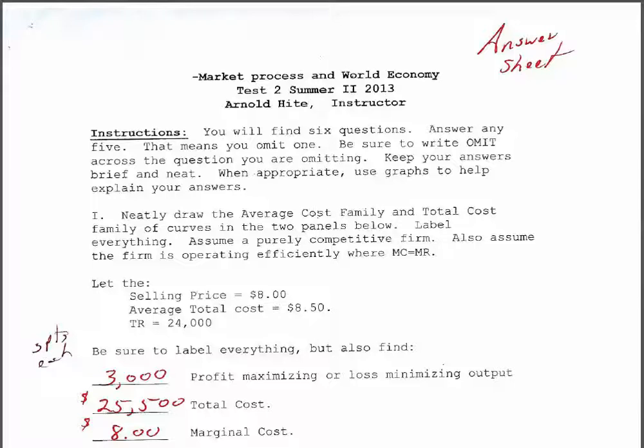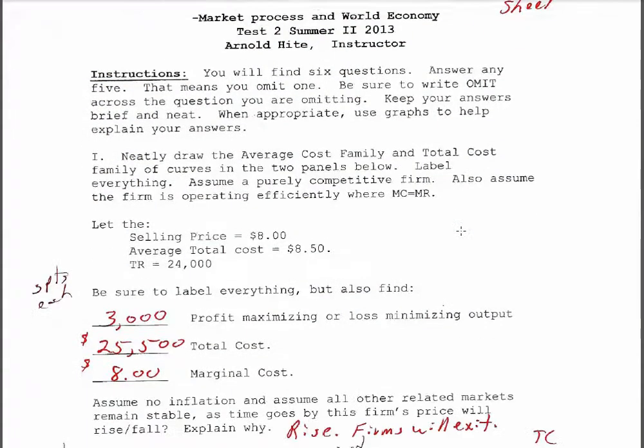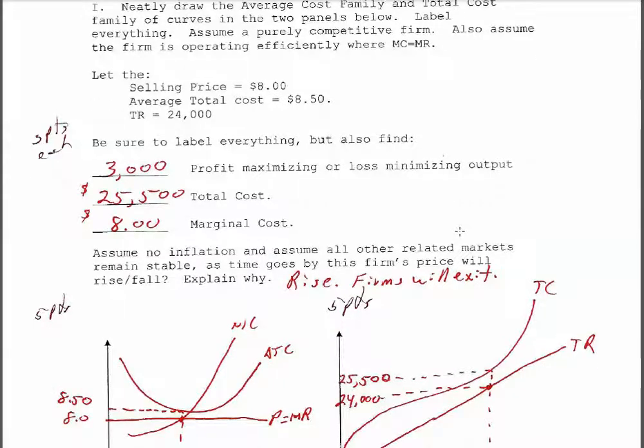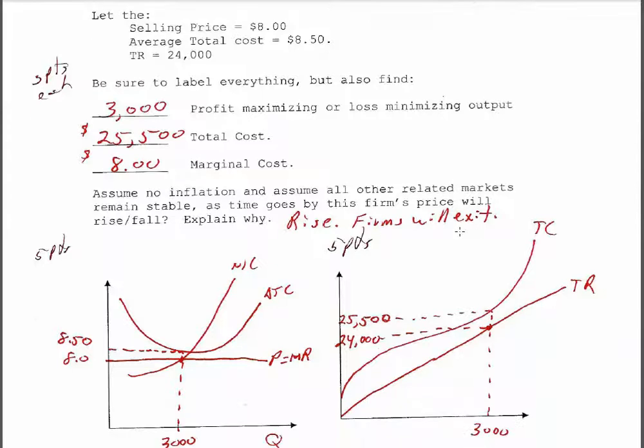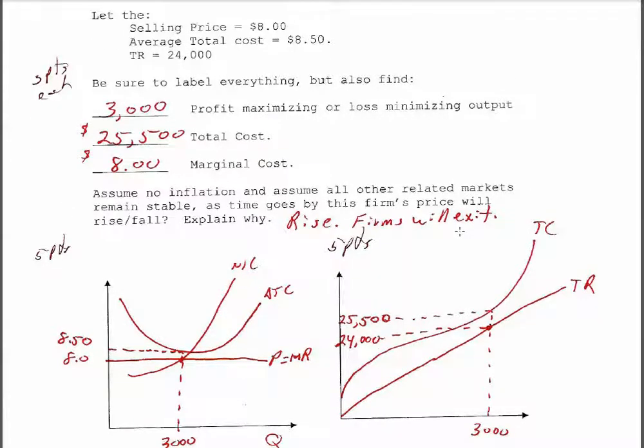Okay, so you see in front of you, see if I can get it to move. Yeah, this is Roman numeral 1. Neatly draw the average cost family and total cost family curves in the two panels below, and here are the panels. And this is what was given. You were given that the selling price was $8, average total cost is $8.50, and total revenue was $24,000, and you were to find the profit maximizing or loss minimizing output.